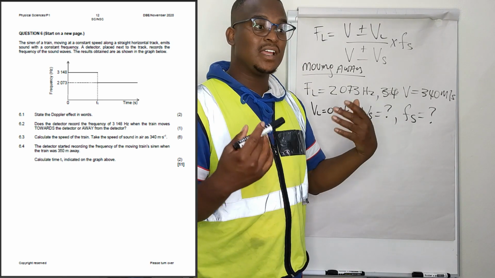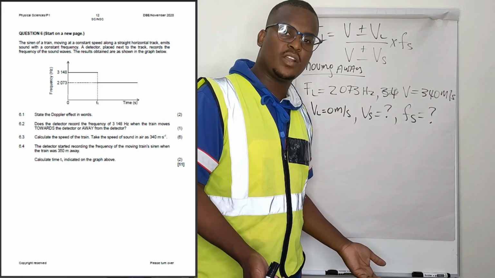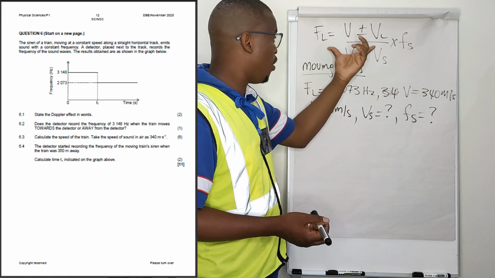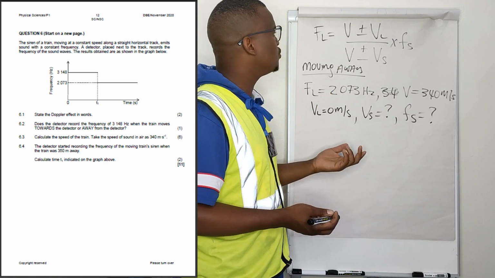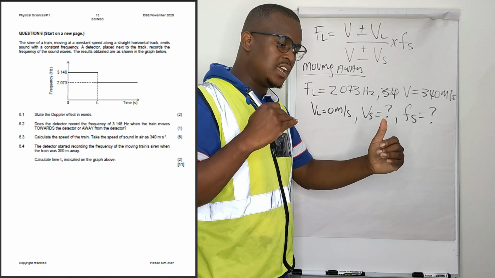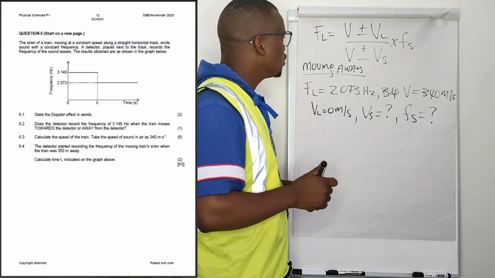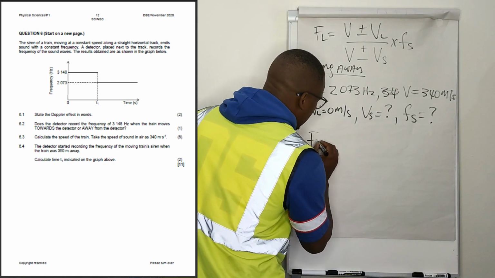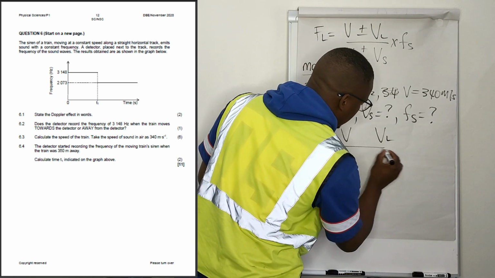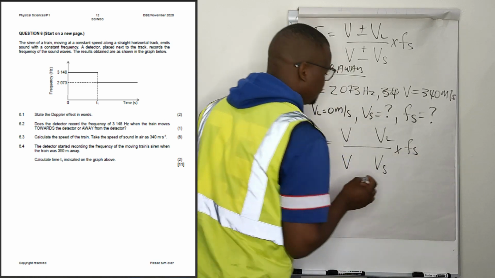So now, like in the previous question, we're going to substitute the information that we have and see what we don't have. So now, to substitute on this equation, which is your Doppler equation, the first thing that you should do is to set it up such that it tells you that the source of sound is moving away from the detector. So we're going to say, okay, frequency of a listener is equal to V, VL, velocity of the source times frequency of the source.